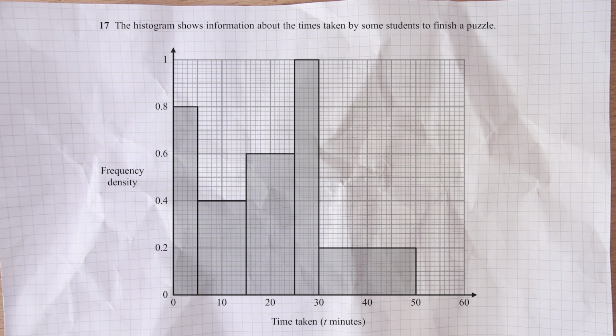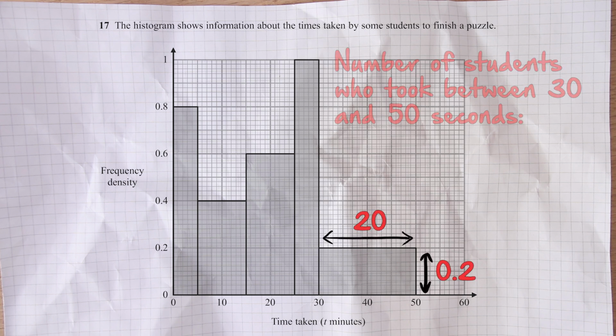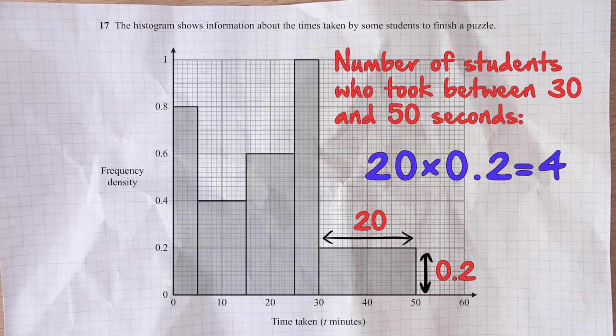And to find the frequency, you have to find the area of each bar. So that is the big thing that you need to remember with histograms. To find the frequency, you multiply the width by the height. In other words, you find the area of each bar.